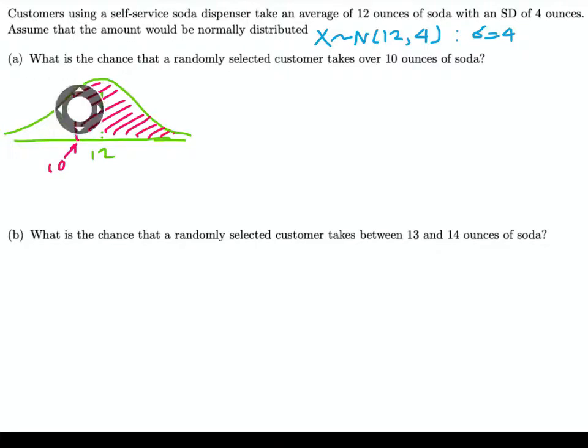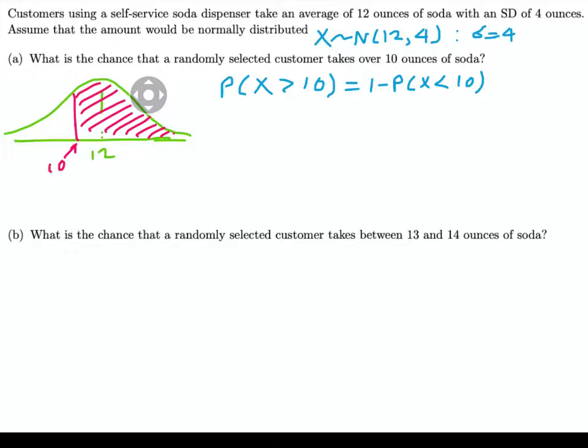Now we need to find the probability. How do we write this in notation? Probability, we use X for the amount of soda. Therefore X, here asking takes over 10 ounces, therefore greater than 10. So this is the probability X greater than 10. Then according to our table, we should write down 1 minus probability X less than. Why? Because X greater than. Therefore, I will write down 1 minus probability X less than 10.